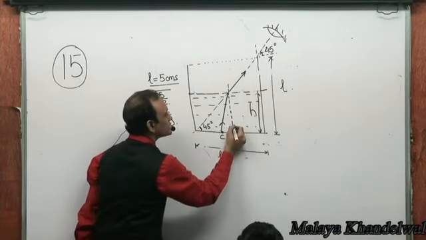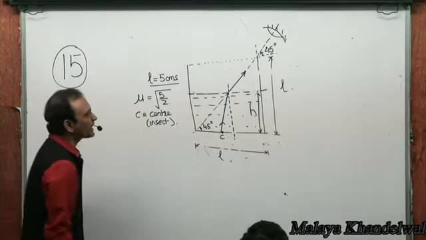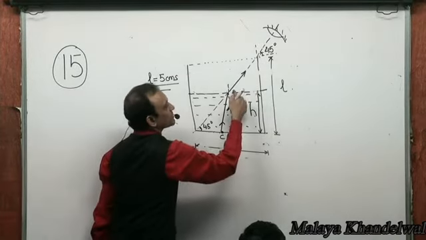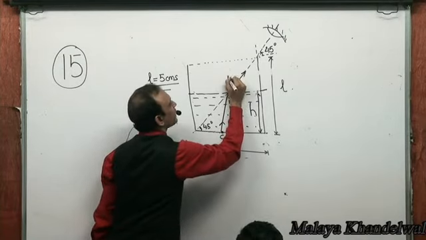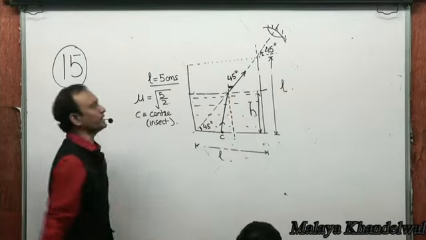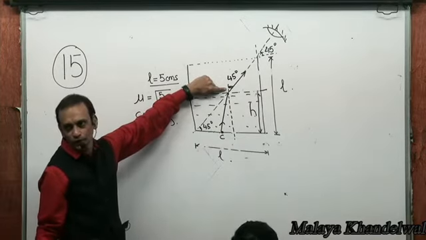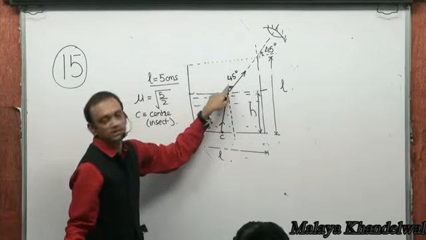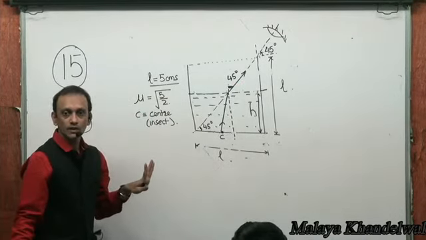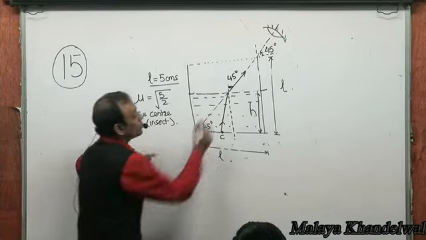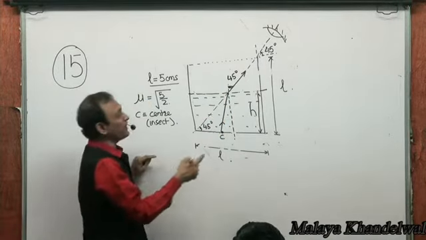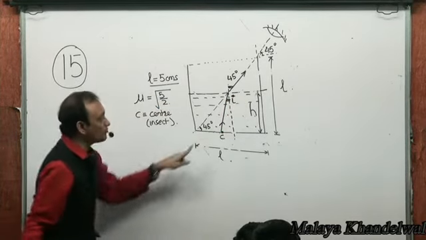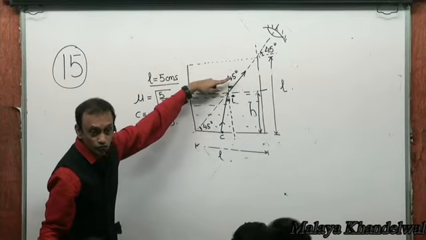Essentially then, again, not difficult to observe. This is 45 degrees, this is 45 degrees. So the angle of refraction, no matter what height you fill it up with, has to be 45 degrees. That's certain, because this angle is equal to this angle, and this is 45 degrees. Now, question is, to get angle of refraction 45 degrees, what should be the angle of incidence?